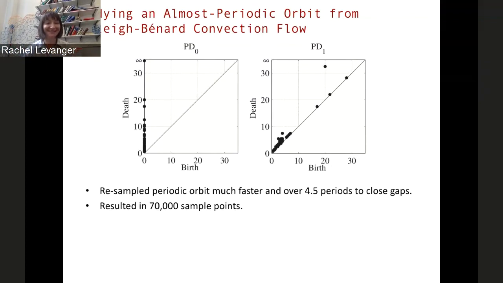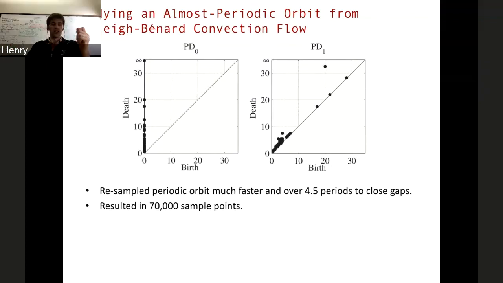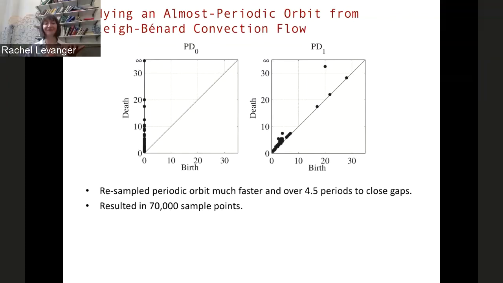And Rachel, this is 70,000 sample points. Those sample points are persistence diagrams. Right. Originally they were scalar fields, but then we turned them into persistence diagrams. So 70,000 scalar fields become 70,000 persistence diagrams.